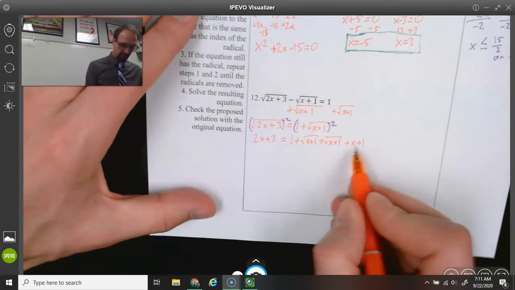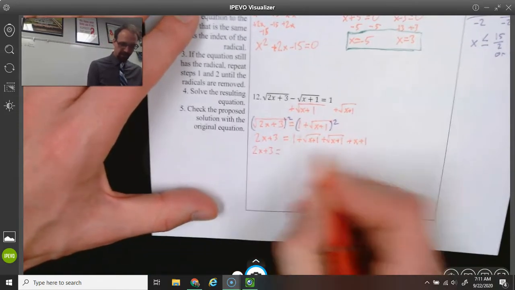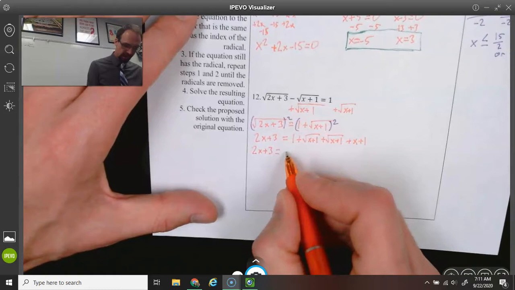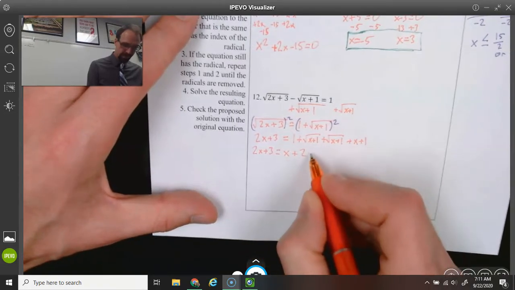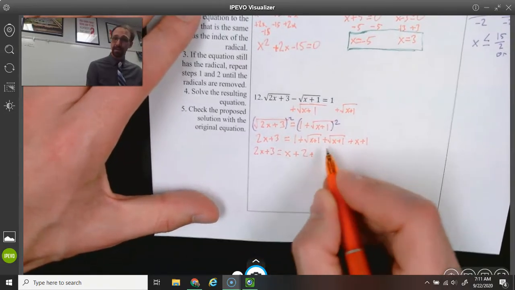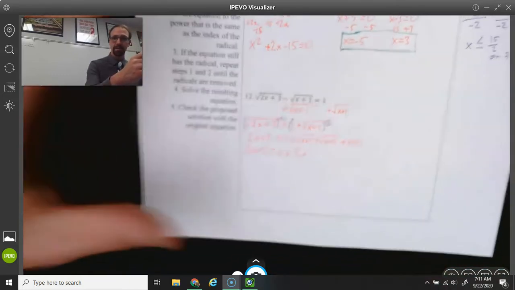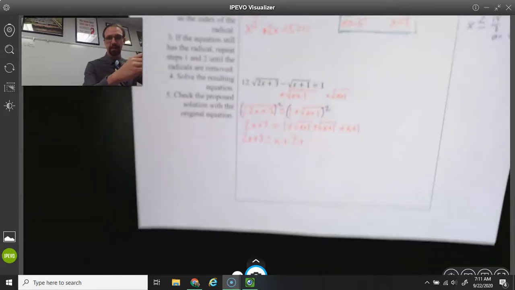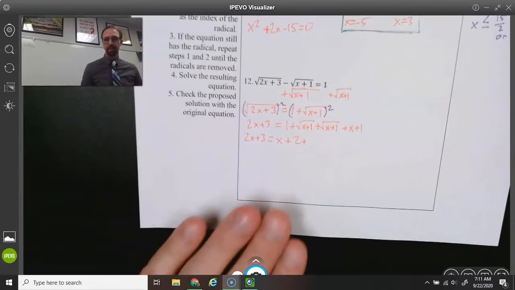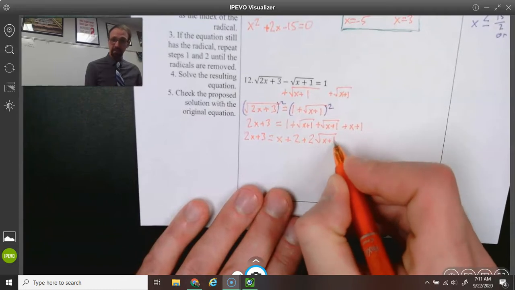So 1 plus 1 is 2. I'm just going to bring the 2x plus 3 on the left-hand side. 1 plus 1 is 2, and I have an x, so I have x plus 2 plus, now I have 2 of these. When you combine them together, you're going to add, sorry, I realize this has become quite blurry, and that is really hard to see. There we go. Plus 2 times the square root of x plus 1.